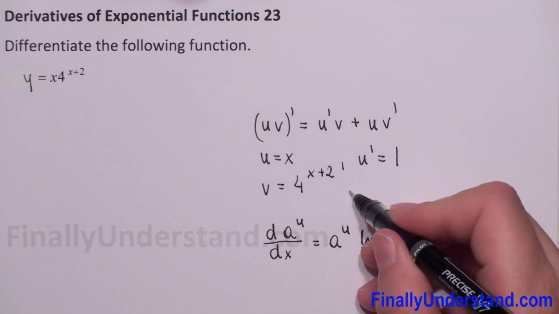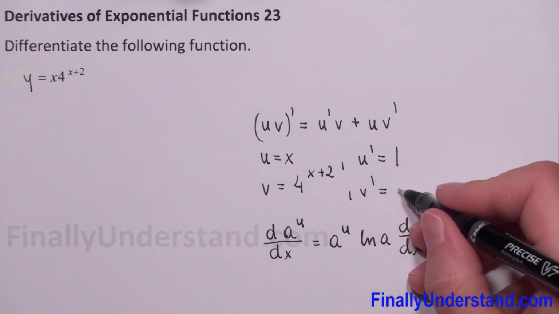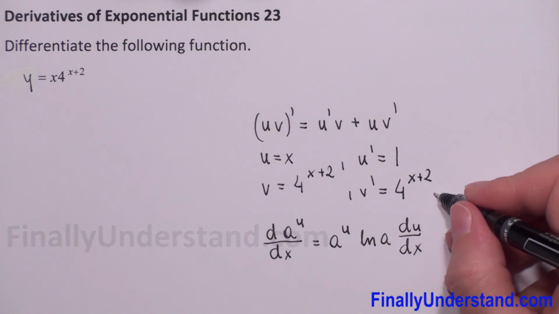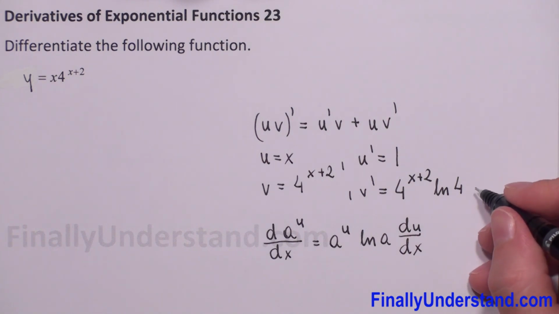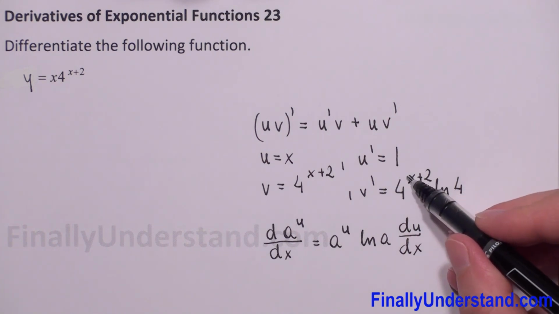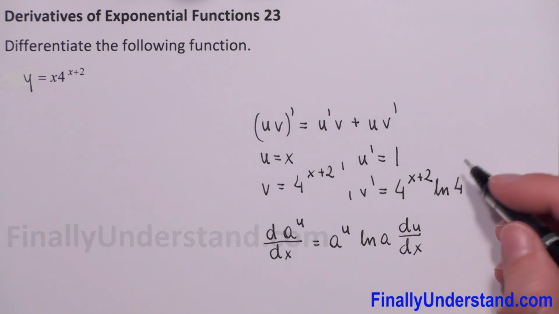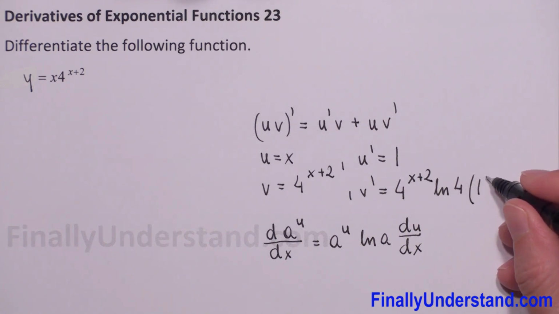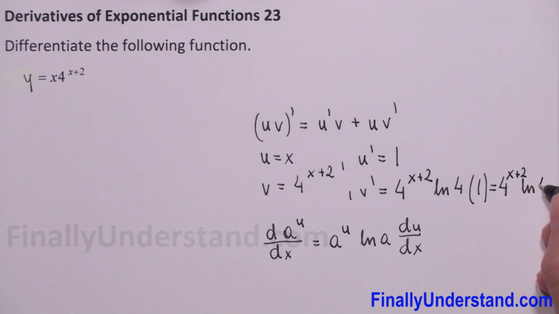So in our case, v prime will be equal to, first we have to just copy our expression, so it will be 4 to the power x plus 2 times the natural log of 4, because the base is 4. And next we have to find the derivative of our x plus 2 expression. The derivative of x is 1. The derivative of 2 is 0, so we don't have to write it. So this is equal to 4 to the power x plus 2 times the natural log of 4.